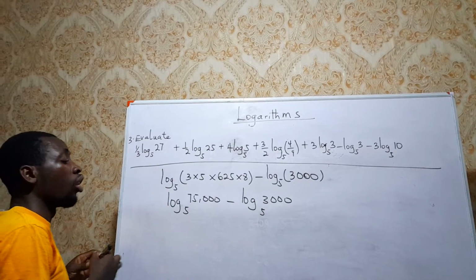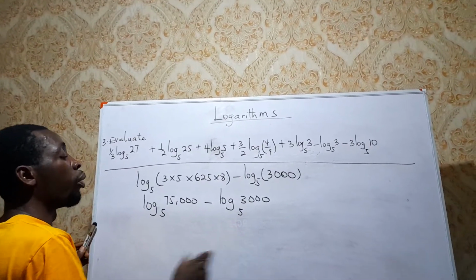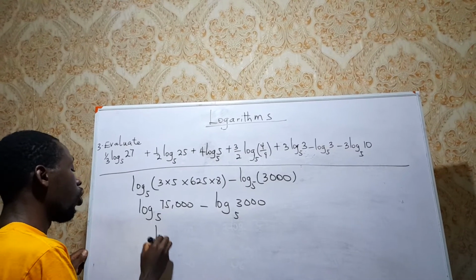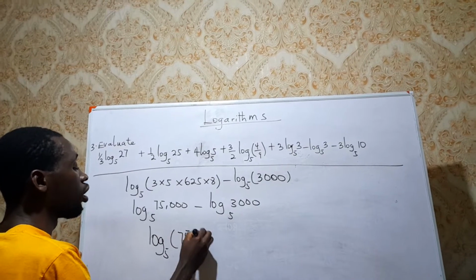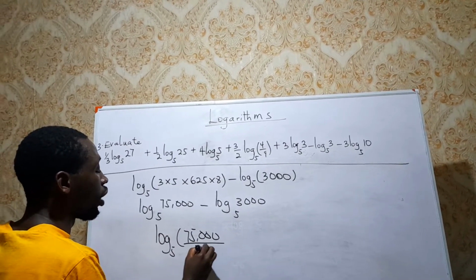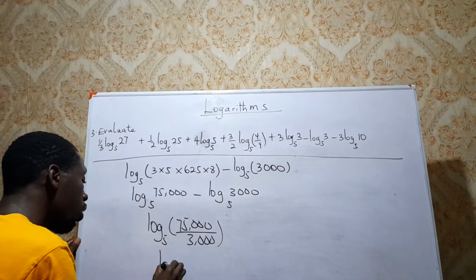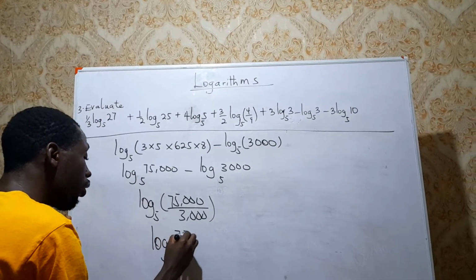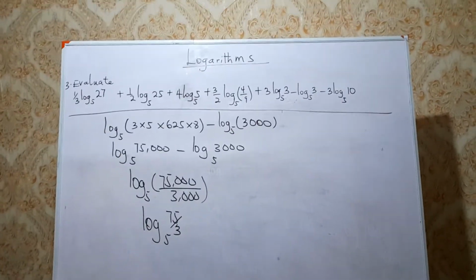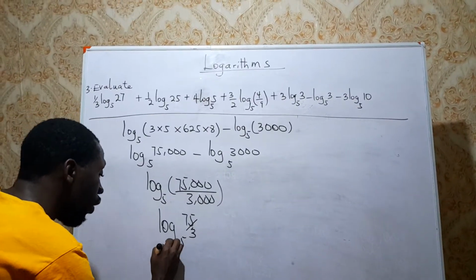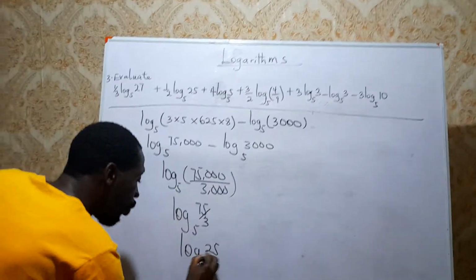So we apply the second law. They are subtracted with the same base. What do we do? We repeat one of the base, then they divide. So we have log base 5 of 75,000 divided by 3000. This will be nothing but 75 over 3 base 5. The zeros will cancel. 75 divided by 3 is 25. So you have log 25 base 5.